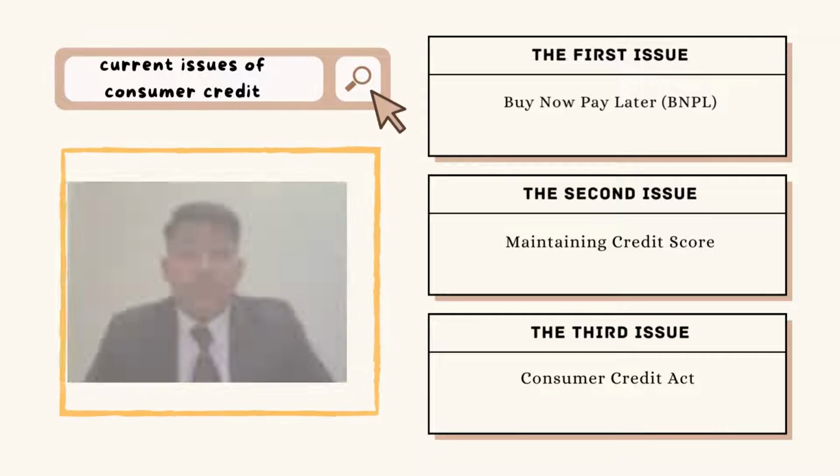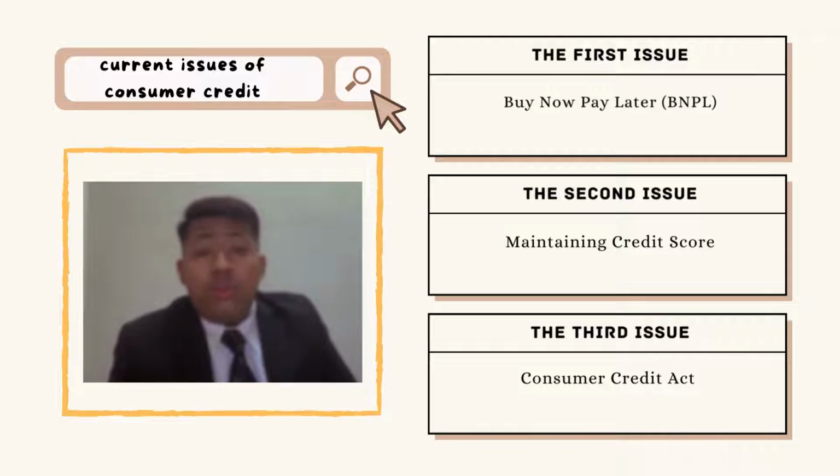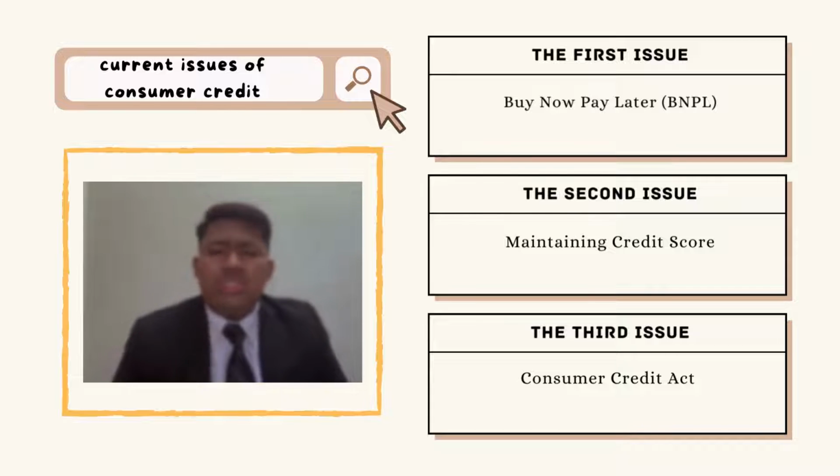Hi and Assalamualaikum. My name is Afif Iman bin Badrul Zamri and I will be continuing with current issues of consumer credit and insurance planning. For the first issue, it is buy now pay later, which is BNPL. So actually, what is BNPL?